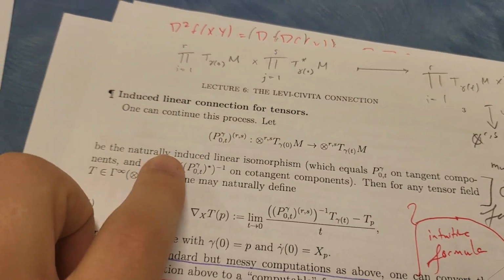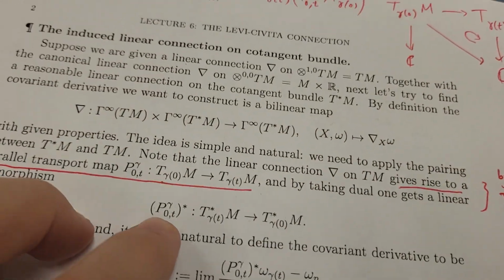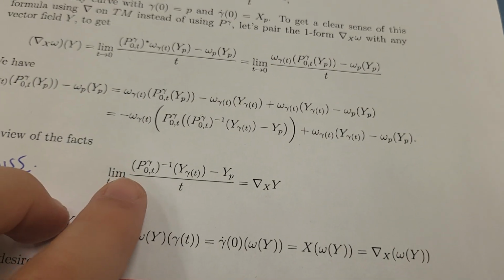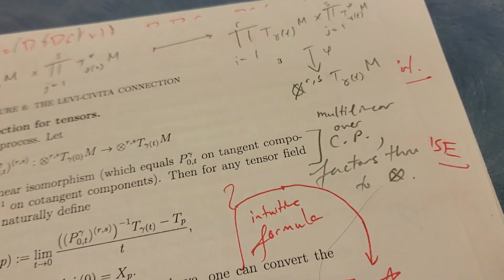And then we send this down to the Cartesian product. This is the canonical map. Send this down to the tensor product RS T gamma of t. Okay, so we start with all these parallel transport maps, P gamma of 0 t and this P star. Okay, so we start with these parallel transport maps.